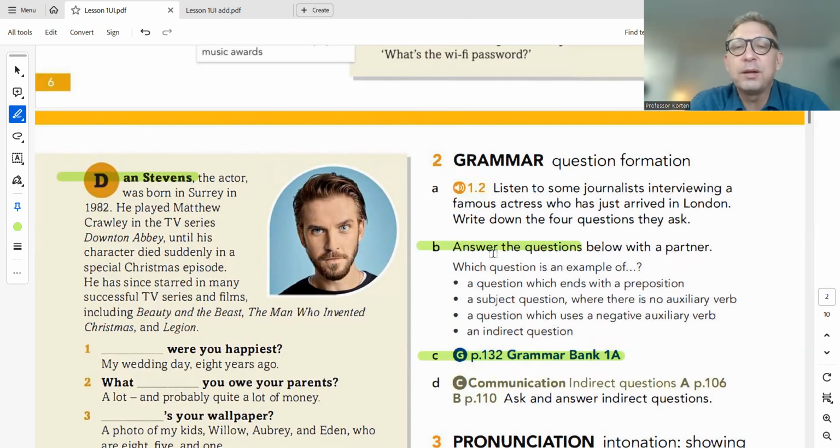So here we have answer questions with a partner below. You can do that, but I'm going to help you with the first one because I don't think it's so easy. So I've replicated this right in another file. I'll show you in a minute, but let's just look at it. Which question is an example of a question which ends with a preposition, a subject question where there is no auxiliary verb, a question which uses a negative auxiliary verb, and an indirect question?